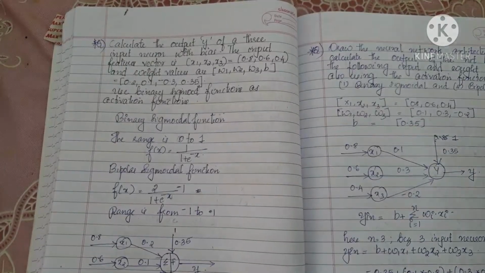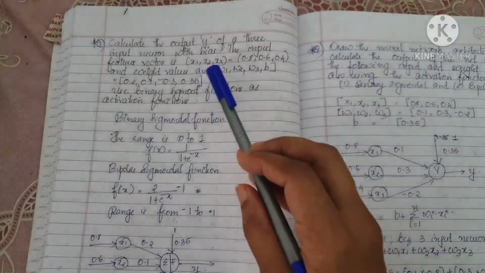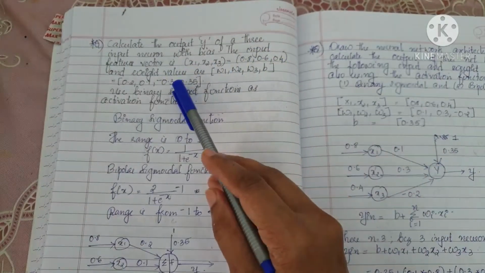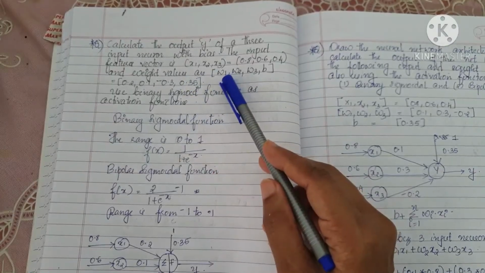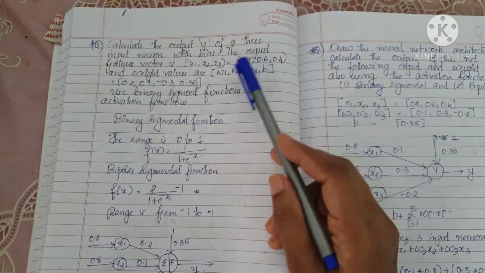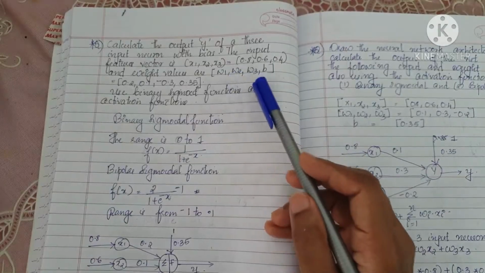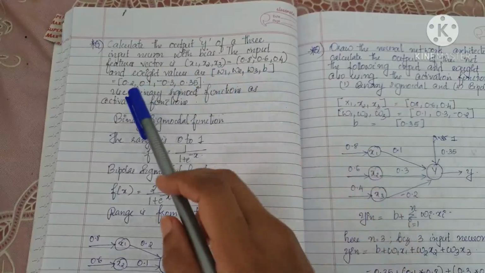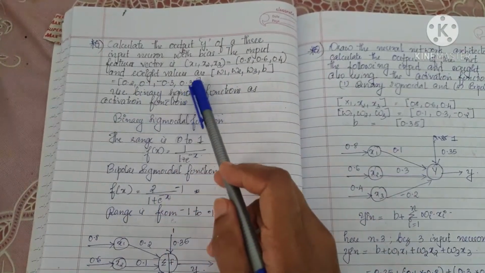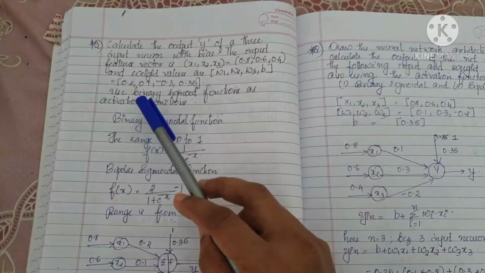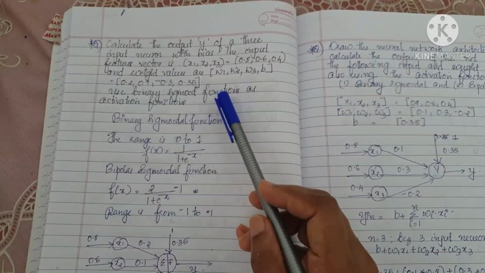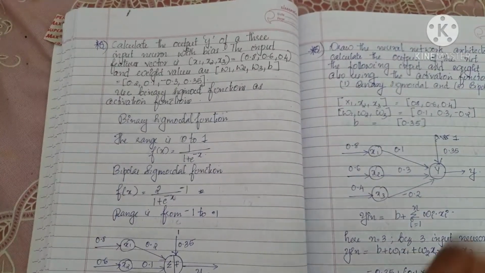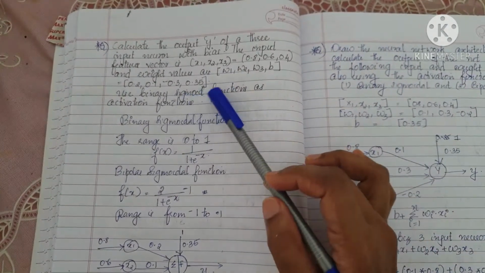So there are 3 input nodes, that means x1, x2 and x3. The corresponding weight values are also given, that is w1, w2, w3, and it also includes a constant bias value. So 0.2, 0.1, minus 0.3, and 0.35 is the bias value. You have to use the binary sigmoid function as the activation function. So in the question it is given that we have to use the binary sigmoid function.